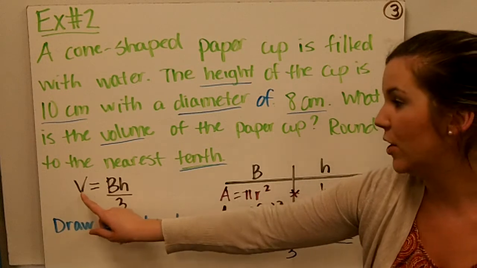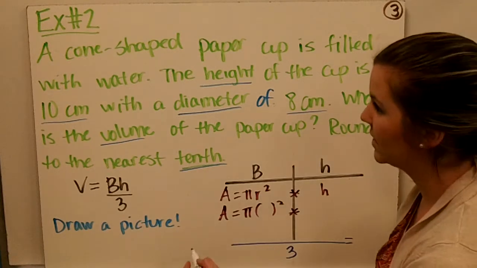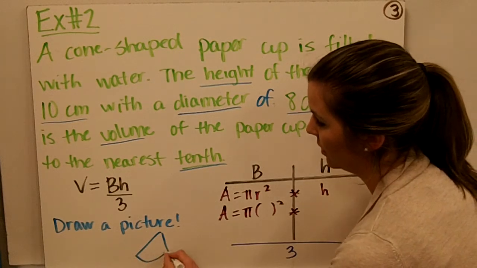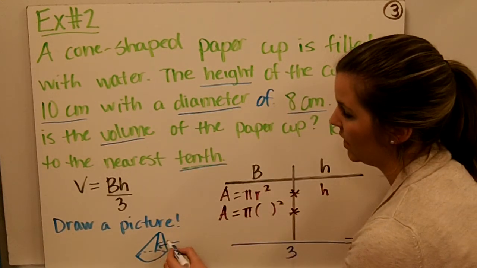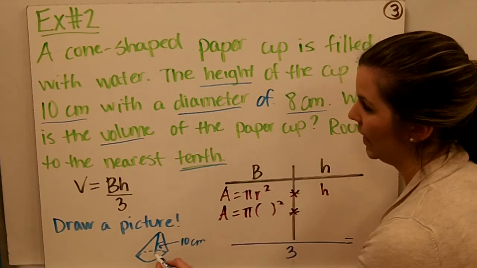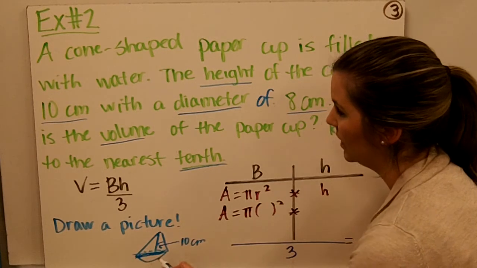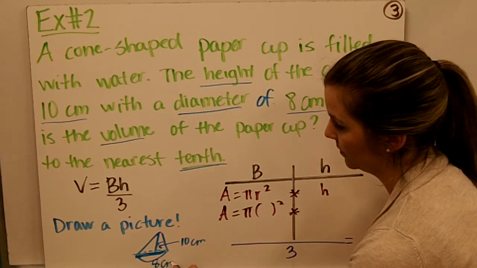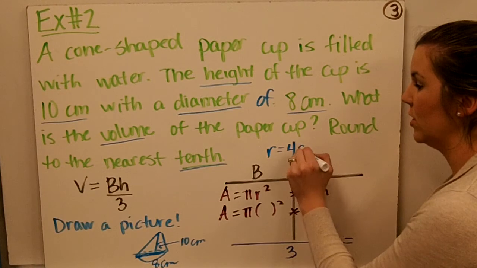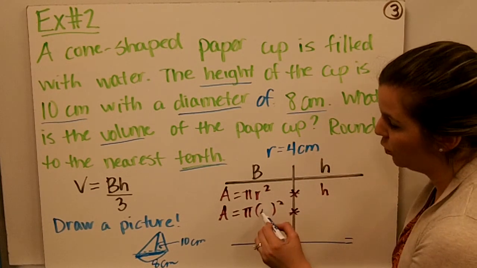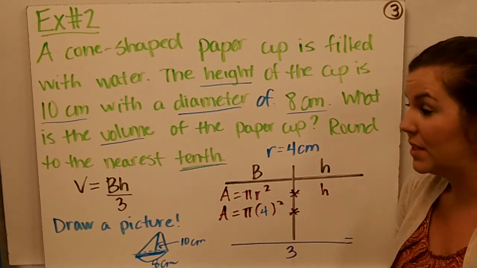So again, volume of a cone, capital B, H divided by 3. Let's draw a picture so we can visualize what's going on. Here's a cone. And I know that the height is 10 centimeters. So this right here is 10. And the diameter all the way across the bottom of the circle is 8 centimeters. If the diameter is 8, that means the radius is half. So that's 4 centimeters. I'm going to plug in 4 into my area of a circle formula because the base of a cone is a circle.